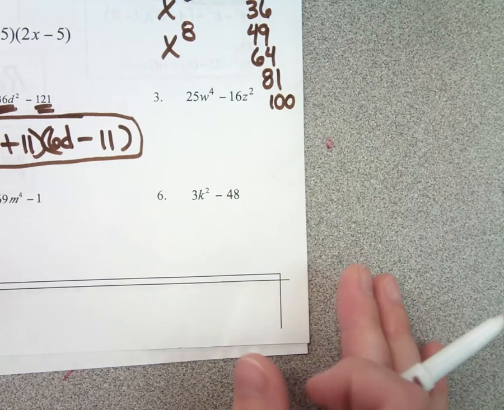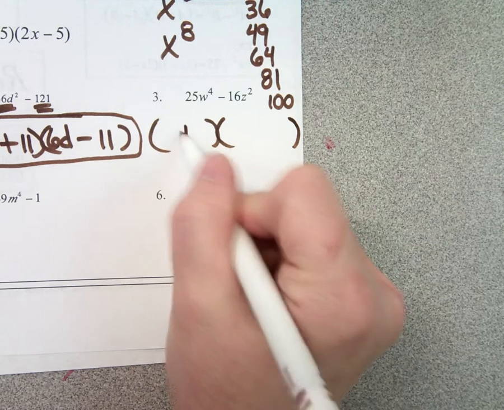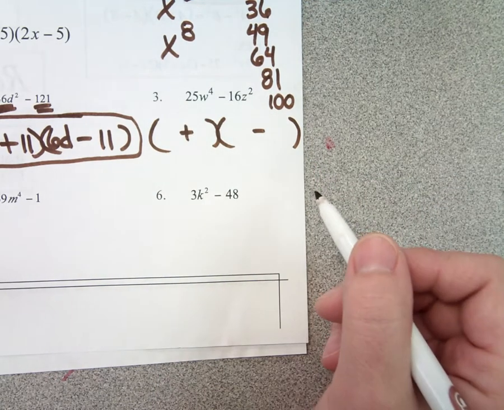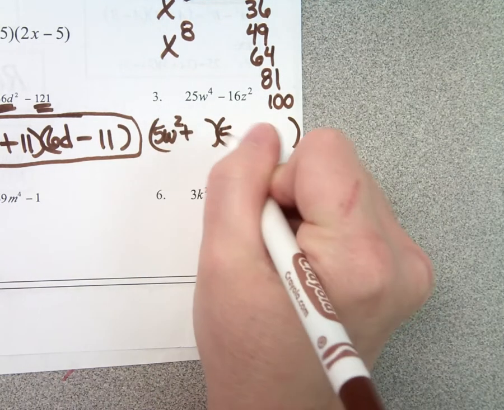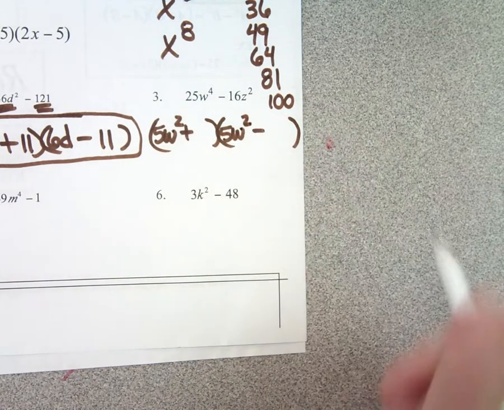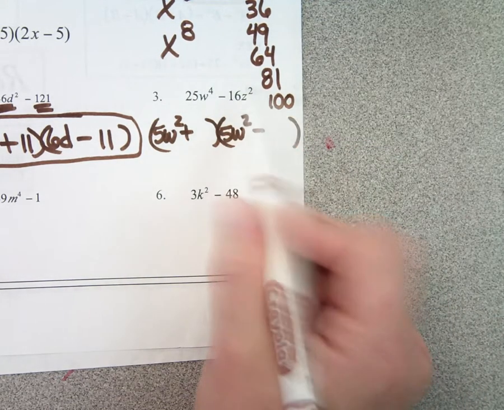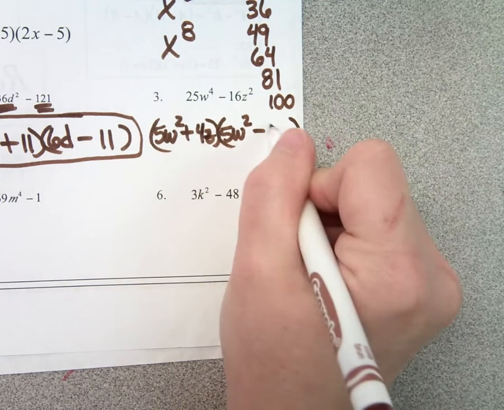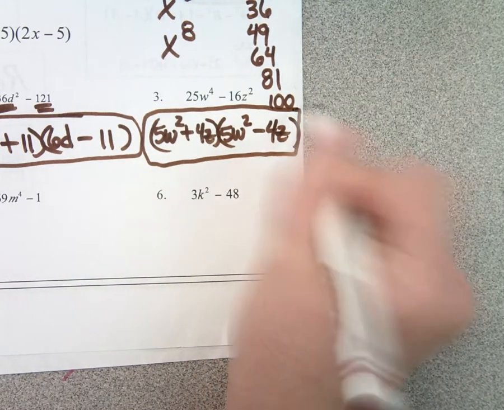of squares. Is it? Yes. It is. So 2 sets of parentheses, 1 with the plus, 1 with the minus. What's the square root of 25w to the 4th? 5w squared. Good. So 5w squared times 5w squared will give you 25w to the 4th. And then what do you think the square root of 16z squared is? 4z. So 4z goes here and 4z goes here. And that would be our answer.